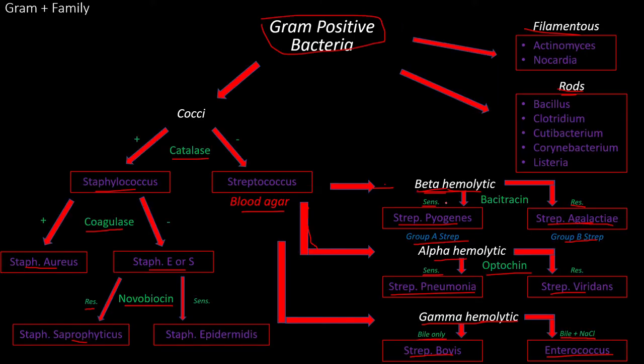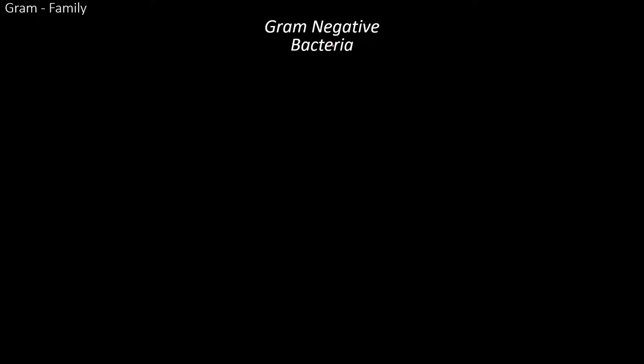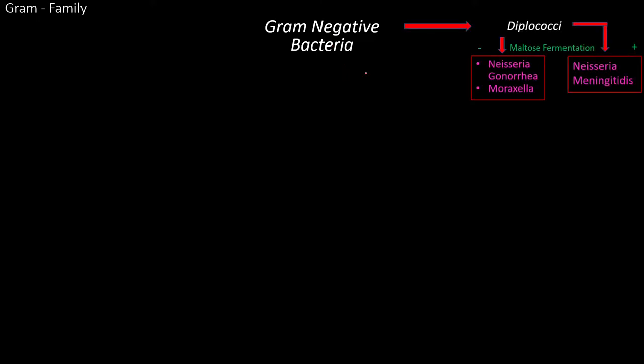Now, I consider this the harder family tree, but we have to learn it, okay? So sorry, gram-positive bacteria have three families, right? Filamentous, rods, and cocci. Gram-negative bacteria have four families, okay? Now let's just start with the easiest one, the diplococci. Now these are the only cocci that are gram-negative. All other gram-negative are something else, either the coccobacilli or rods or whatever, right?